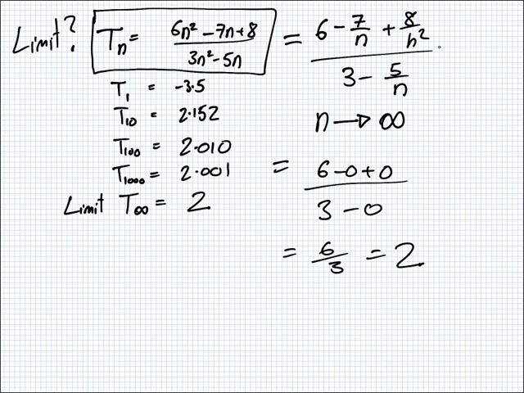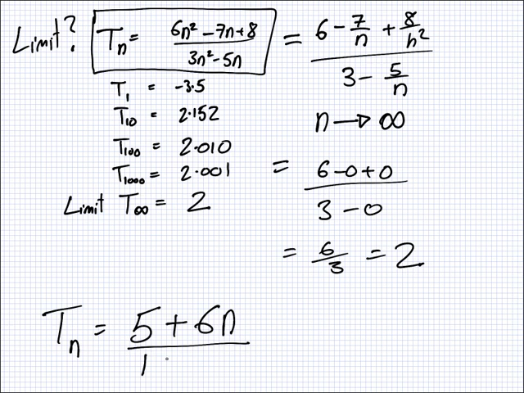Let me give you a quick one just to make sure you got it. So let's say you have something like, I don't know, 5 plus 6n over 1 plus 5n. So this has a limit. I'll give you a few seconds to calculate the limit.